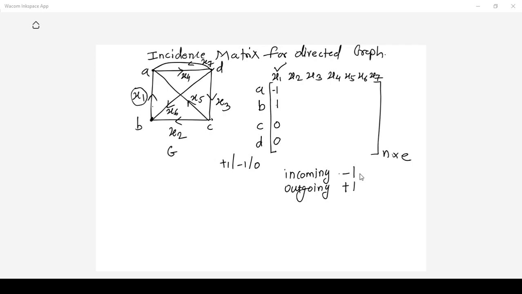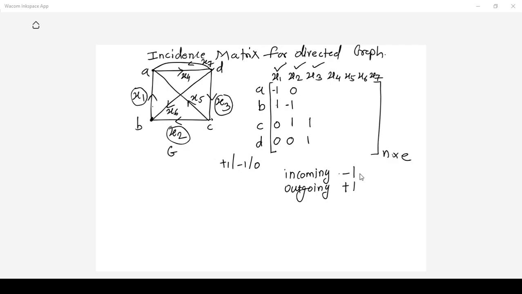Now go to the next edge, that is x2. x2 is the edge connecting vertices B and C, and the rest is 0. Now where minus 1 and where plus 1? x2 is incoming for vertex B, so minus 1 in the row of B and plus 1 in the row of C. Next, that is x3. x3 is the edge that connects vertices C and D.